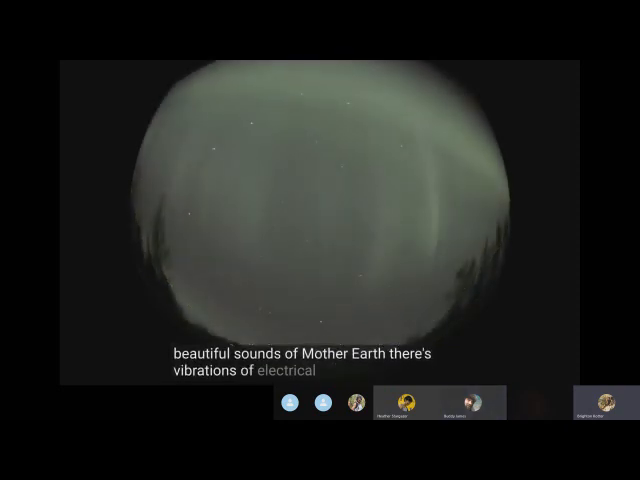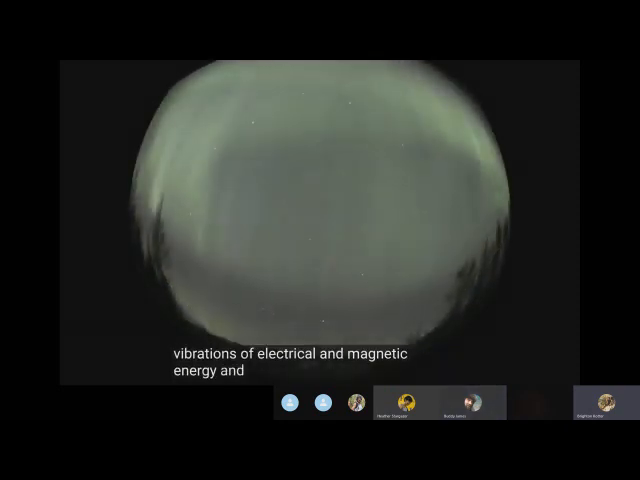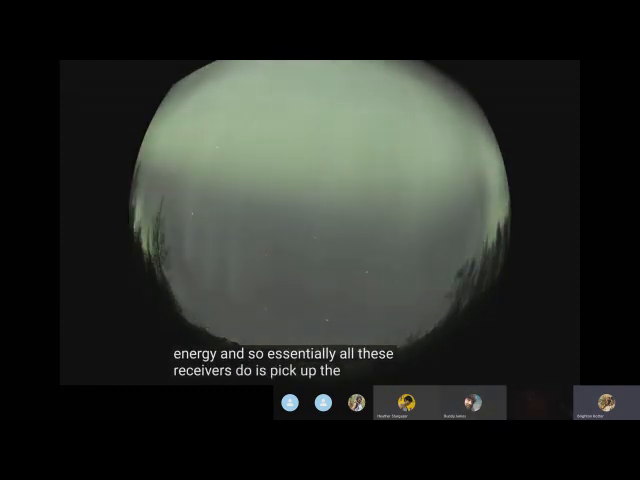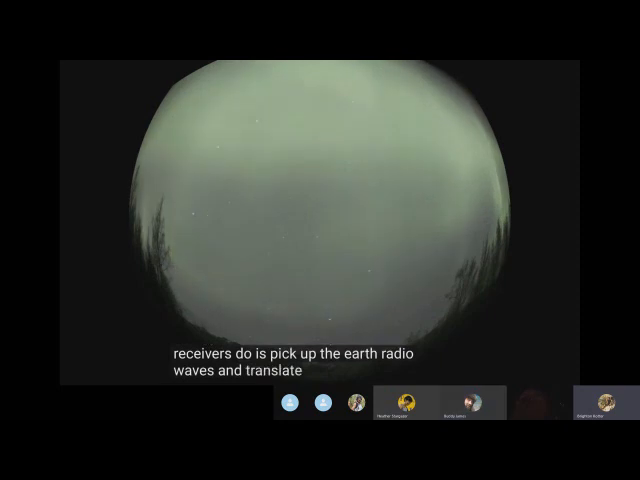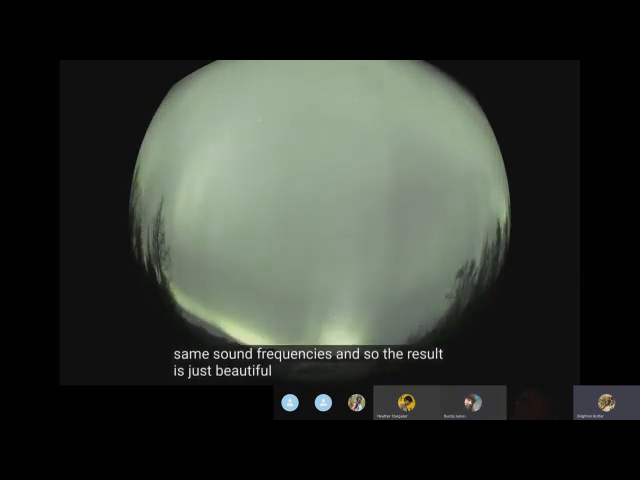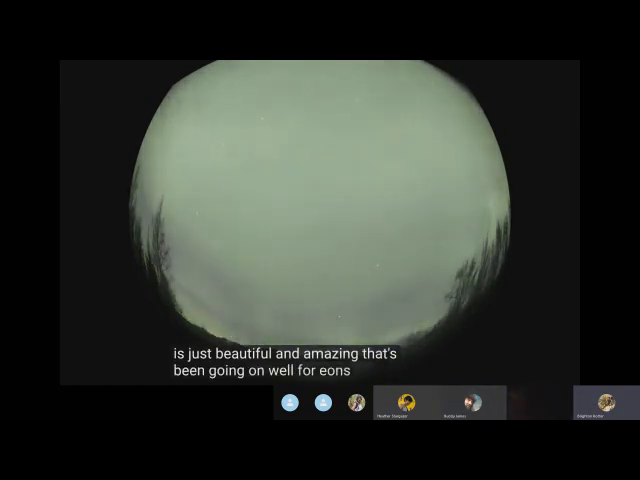They're just vibrations of electrical and magnetic energy. And so essentially all these receivers do is pick up the Earth's radio waves and translate them directly to the same sound frequencies. And so the result is just beautiful and amazing. And it's been going on, well, for eons.